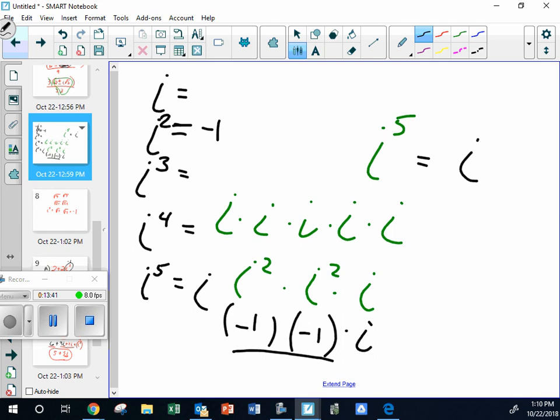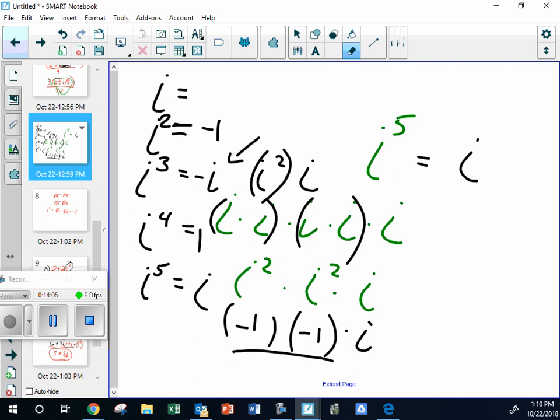So let's just fill in the 2 that we don't know. What's i to the 3rd? Because it's i squared times i. You get how that's -1? And that's why it was -i. What's i to the 4th? Isn't it really i squared times i squared? So it would be 1.